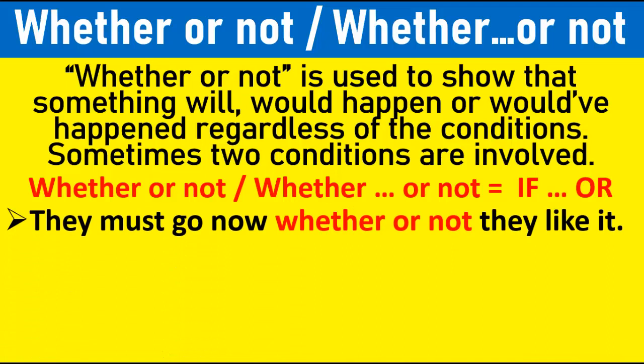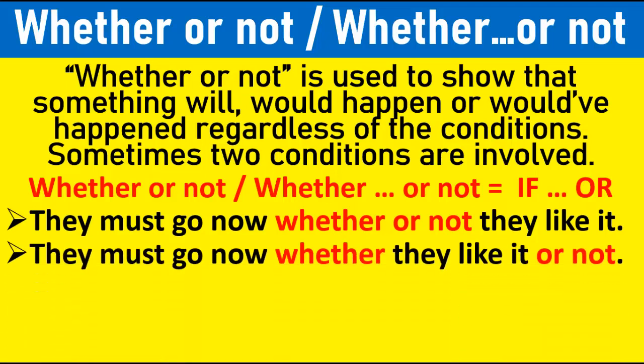Example: they must go now, whether or not they like it. If they like it, they must go. If they don't like it, they must go. So whether they like it or not, they must go. Another example: they must go now, whether they like it or not. So you can separate "or not" from "whether" by putting the main clause inside.